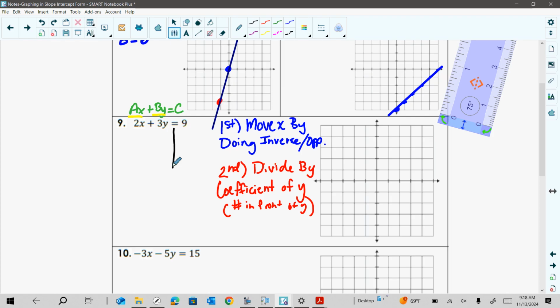What is in the parentheses? Number in front of y. That's what your coefficient is.